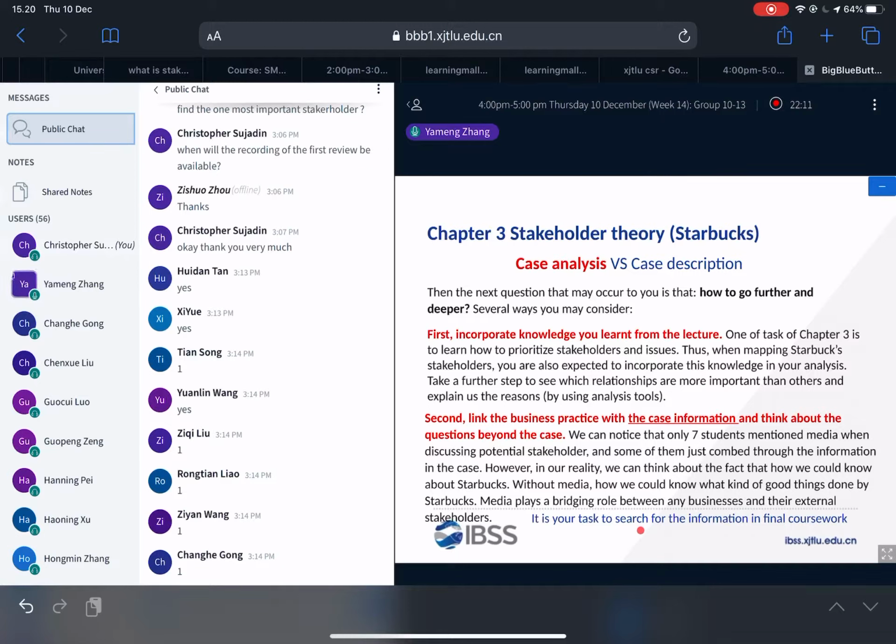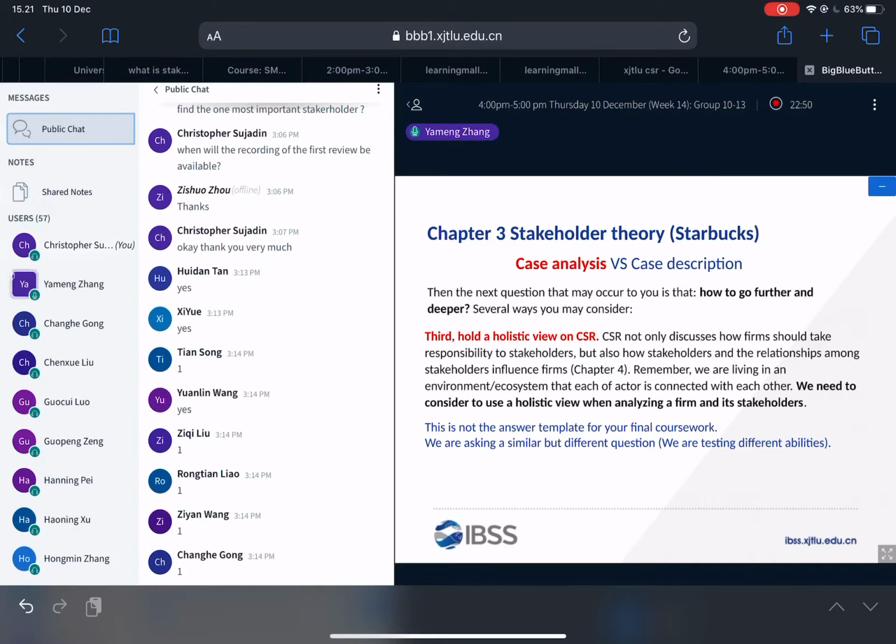So now in the final coursework, it is your task to search for the information. It is your job to search for more information from anywhere to support your arguments. You cannot just depend on the information we provide in the coursework. We just provide a scenario. However, you need to search on your own for the detailed information for IBSS or for other e-commerce companies. That is what I want to emphasize.